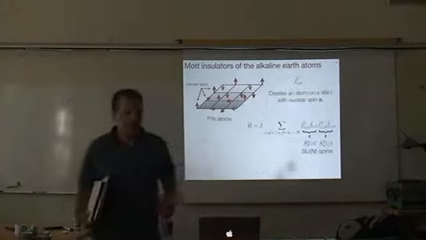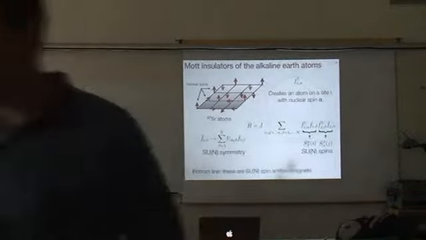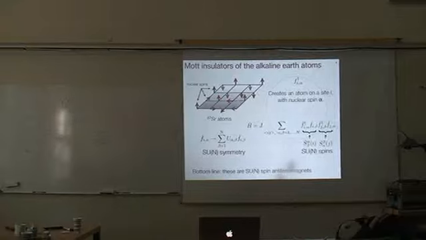Okay, and now you can see that this does have SU(N) symmetry. For example, if you take this Hamiltonian and multiply it by an SU(N) matrix, clearly this is invariant. It's constructed in such a way that it's invariant.